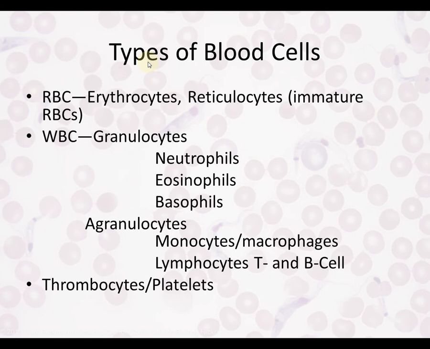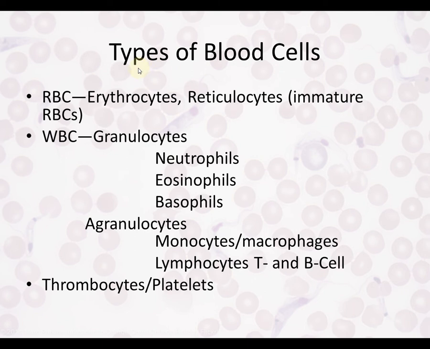Now you have several different types of blood cells. Your red blood cells are your erythrocytes and your reticulocytes, which are immature red blood cells. So when you would see an increase in your reticulocyte cell count on your laboratory work, you would automatically know that your body is kicking out immature cells because it's needed for your red blood cell levels.